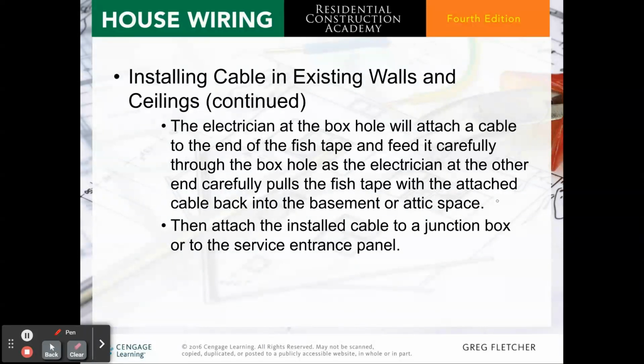The electrician at the box hole will attach a cable to the end of the fish tape and feed it carefully through the box hole as the electrician at the other end carefully pulls the fish tape with the attached cable back to the basement or attic space. Then attach the installed cable to a junction box or to the service entrance panel.